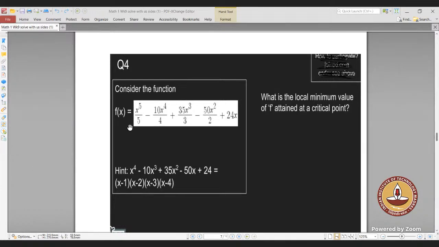If you got the answer, you can put it in the chat box and try to use this hint. The hint given is x power 4 minus 10x cube plus 35x square minus 50x plus 24. It can be factorized as (x minus 1) into (x minus 2) into (x minus 3) into (x minus 4). Try to use this hint and solve this question. If you got the answer, you can put it in the chat box.